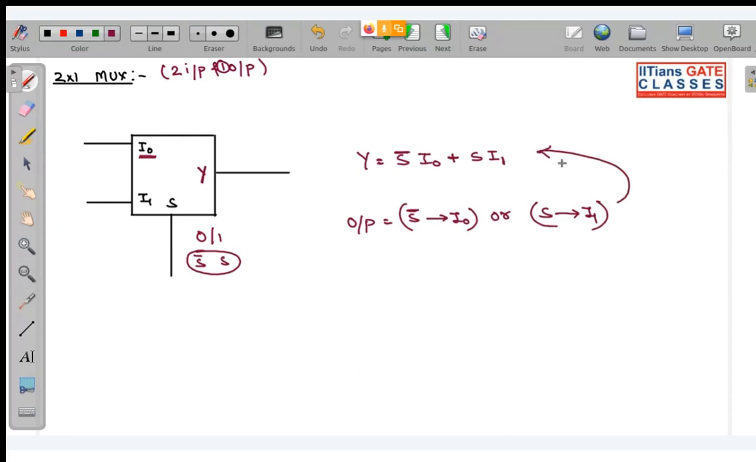Just give me a minute. Yes. So this is what is written in Boolean expression.